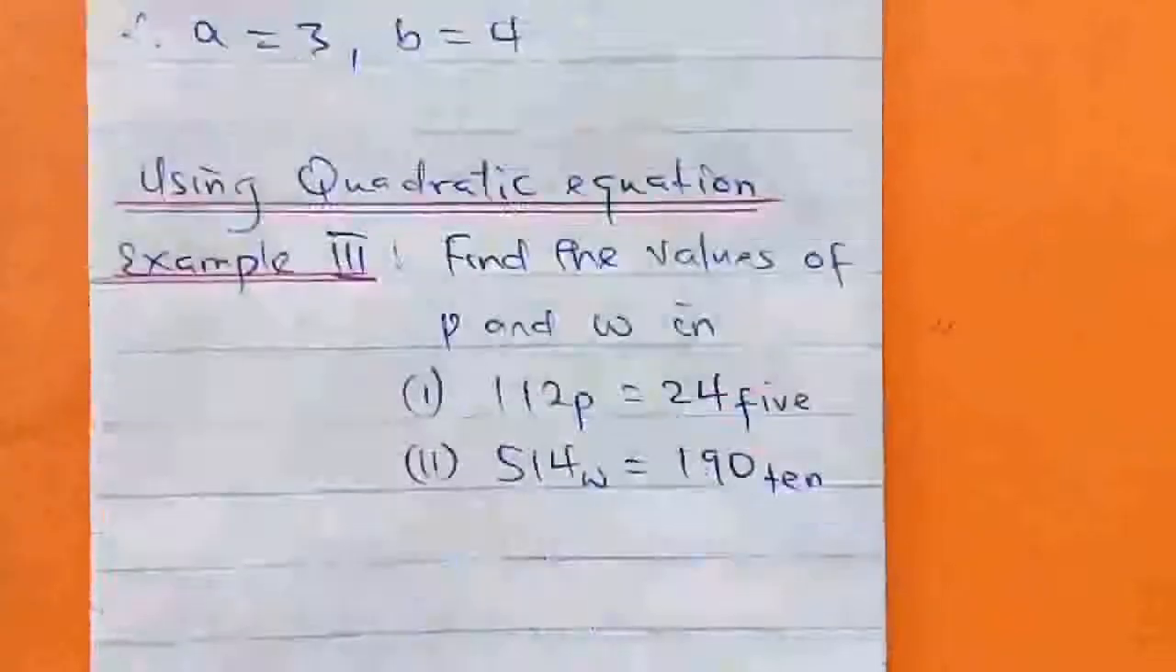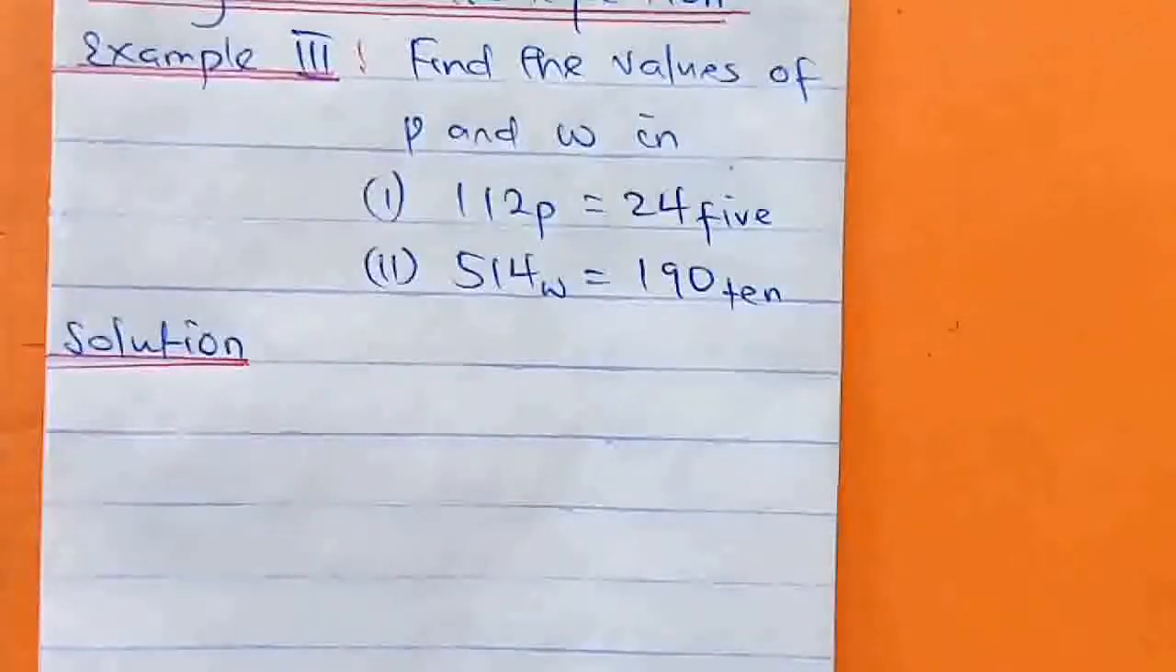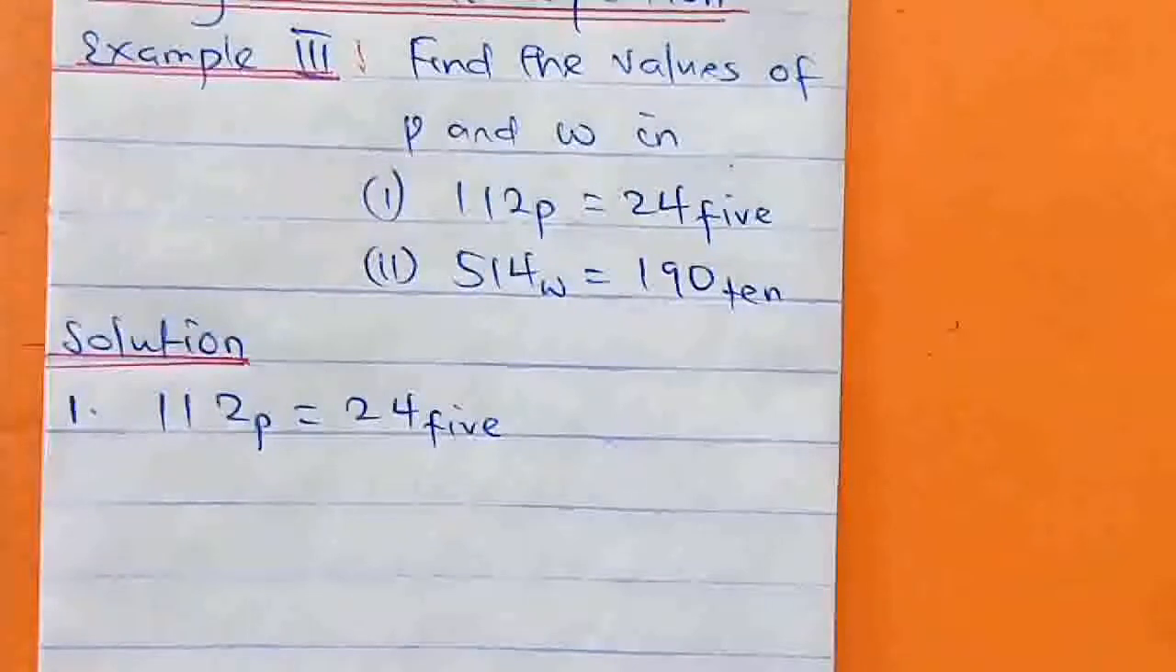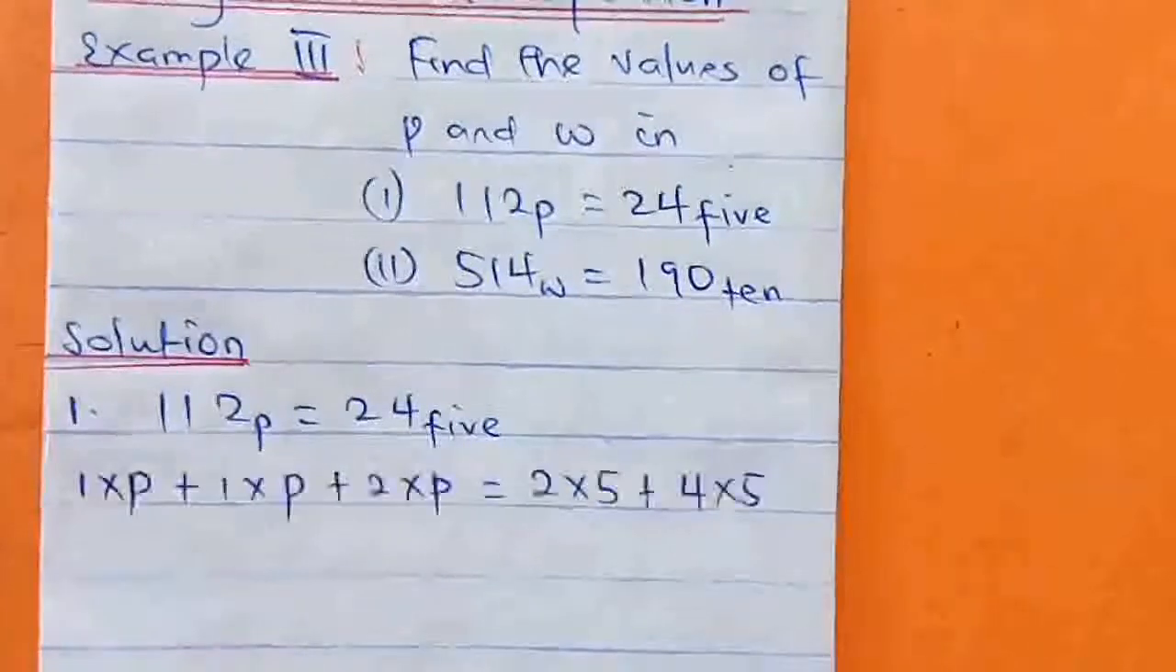Example: 112 in base p is equal to 24 in base 5. Also, 514 in base w is equal to 190 in base 10. We need to equate this to be in base 10. Therefore, we need to convert 112 in base p to a number in base 10. Also convert 24 in base 5 to a number in base 10. Let's do it.